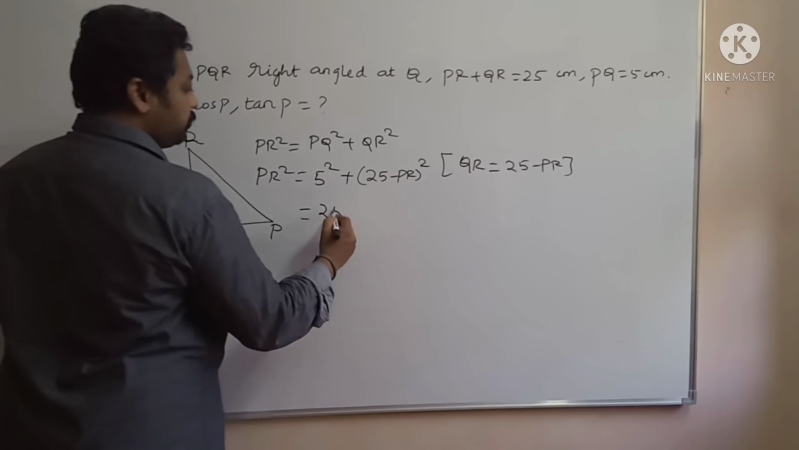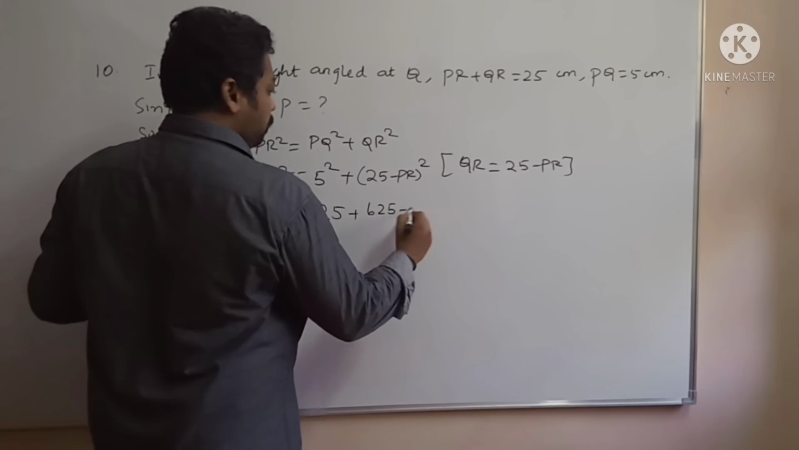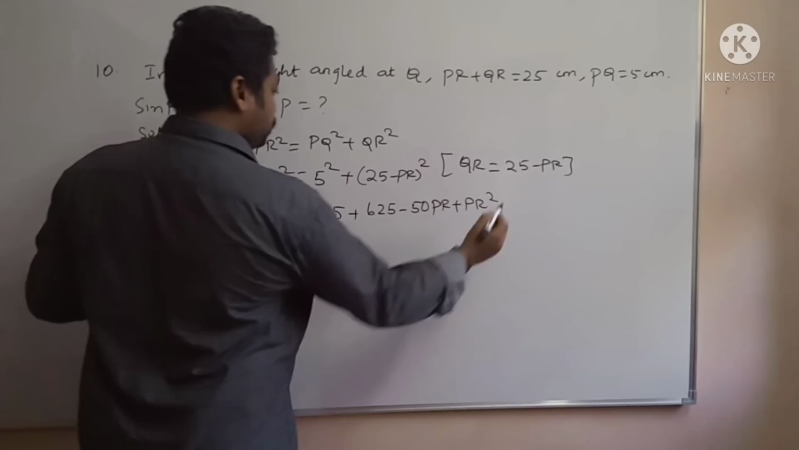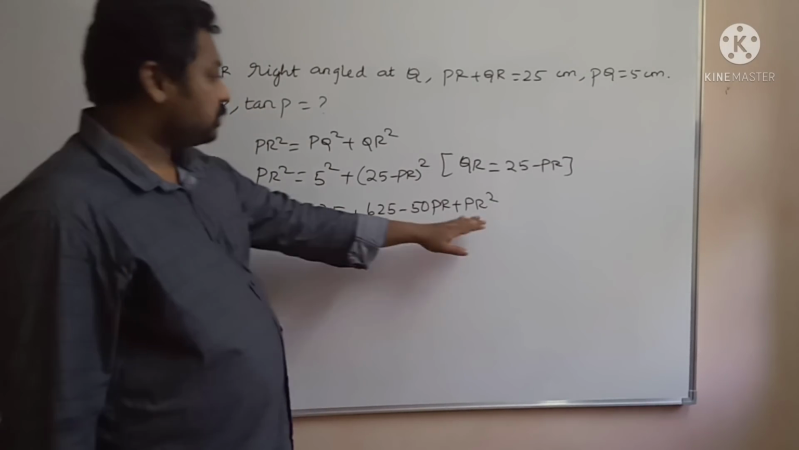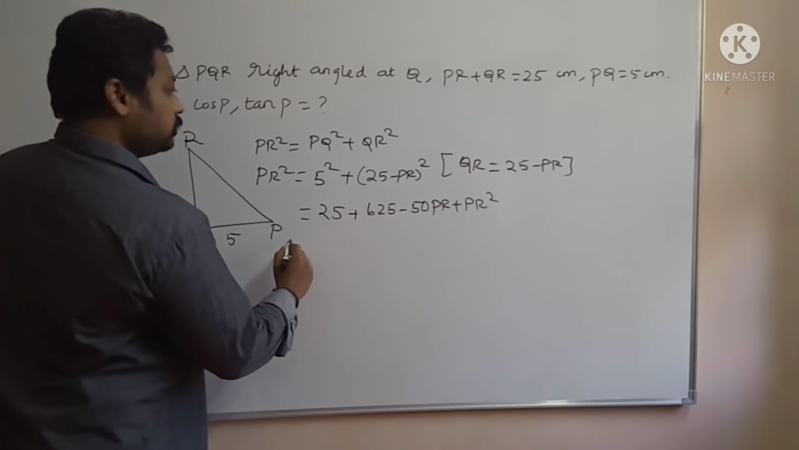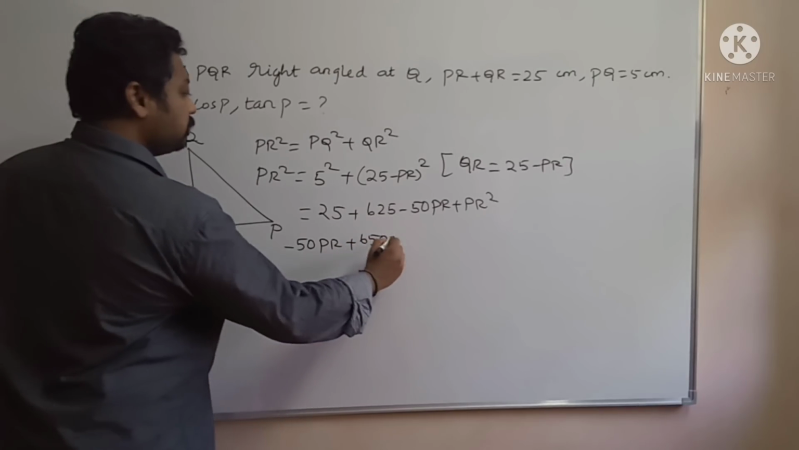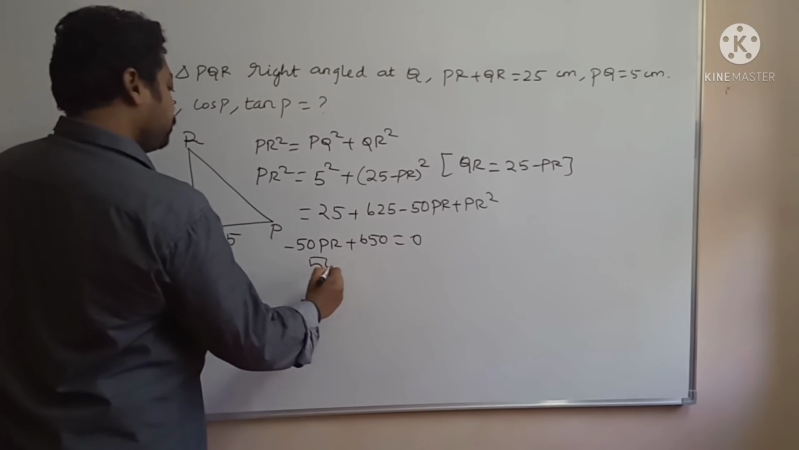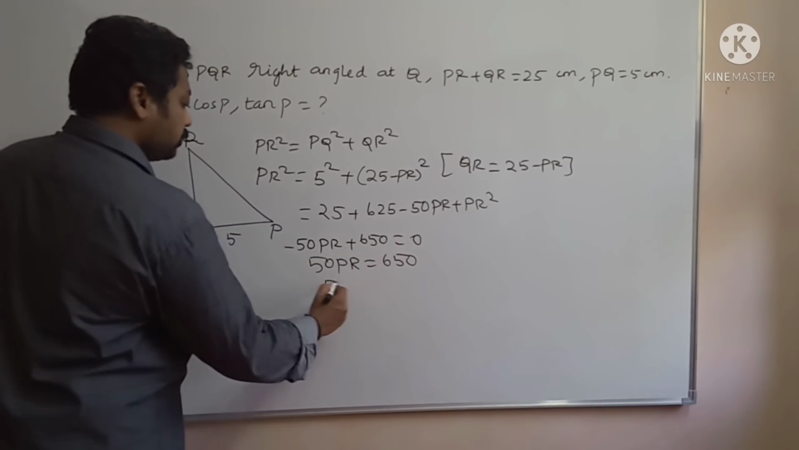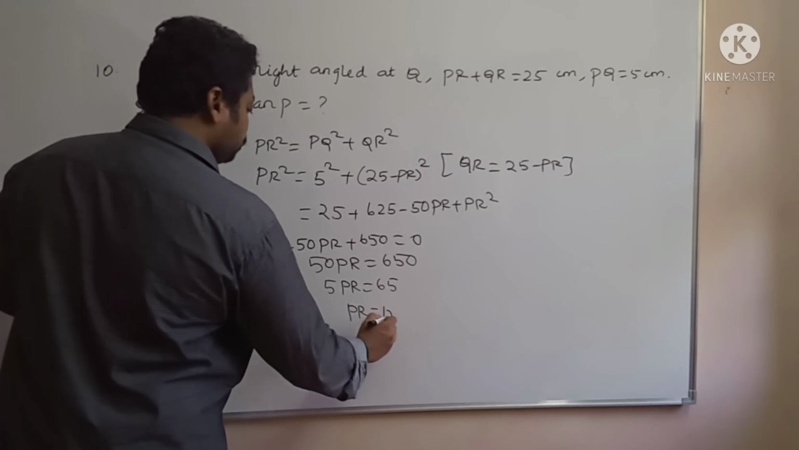This is in the form of A minus B whole square, so A square minus 2AB plus B square. PR square on the right hand side and PR square on the left hand side get cancelled. So we get minus 50 PR plus 625 equal to 0... so 50 PR is equal to 650. The 0 gets cancelled, so 5 PR is equal to 65, and PR is equal to 13.